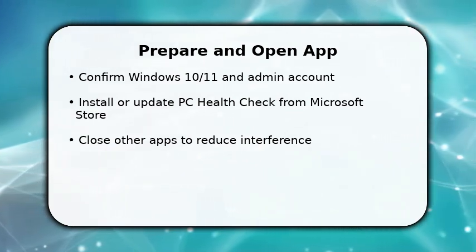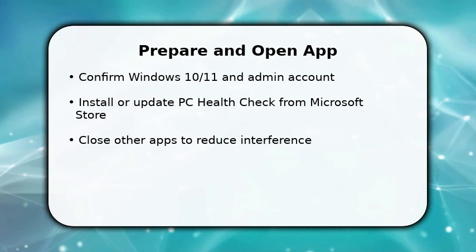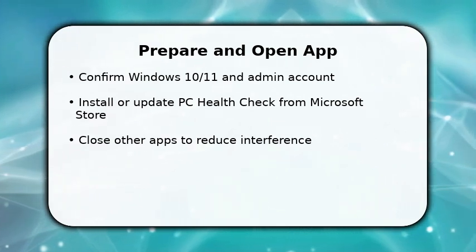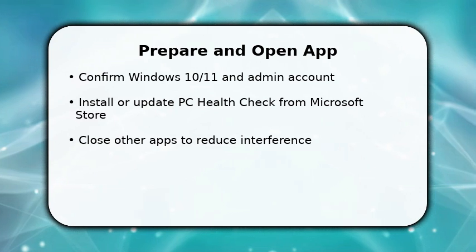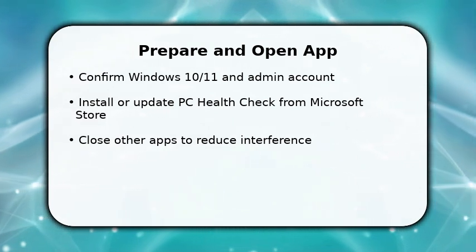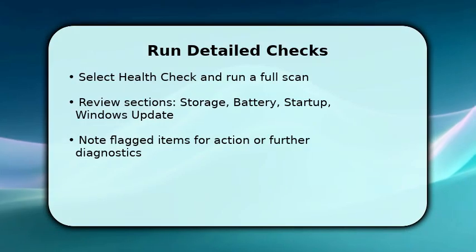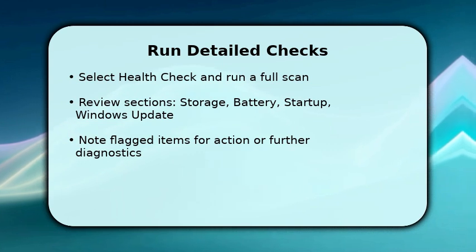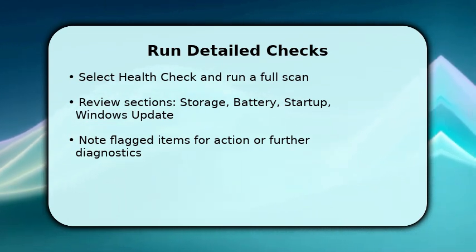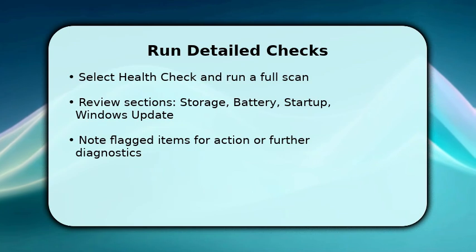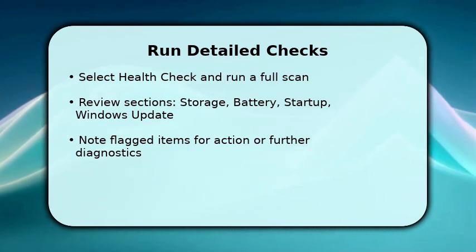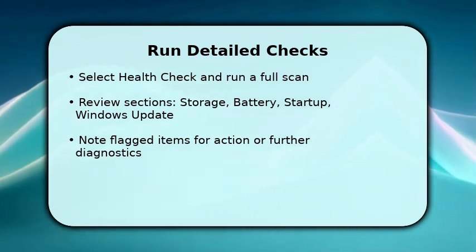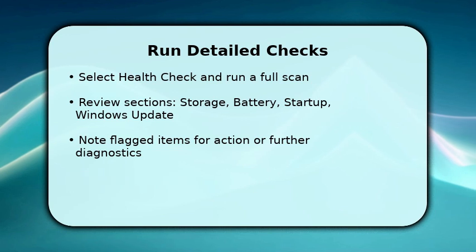Now click to launch the app, and you'll be ready to begin the health scan and access the key diagnostic sections. Next, run the full health scan from the app's main screen so you capture storage, battery, startup impact, and Windows update issues. As the scan progresses, watch the progress indicators and let it complete without interrupting. This prevents partial results. You'll see each section expand with details. Tap them to view recommendations and performance metrics.